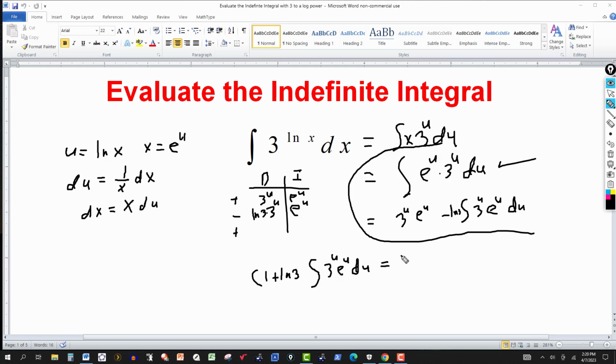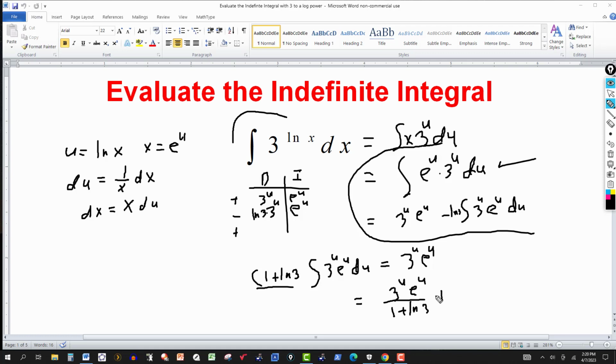And on the right side, I still have the 3 to the u, e to the u. I'm going to divide both sides by this. So this integral right here, which is the original integral, same thing, will equal 3 to the u, e to the u, divided by 1 plus natural log of 3.